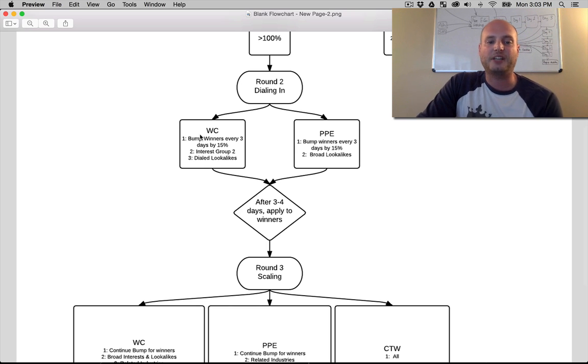Now, thirdly, on the website conversion side, we start to do our lookalike audiences. So those custom audiences are building. We have retargeting going here. As those grow, we create those lookalikes.